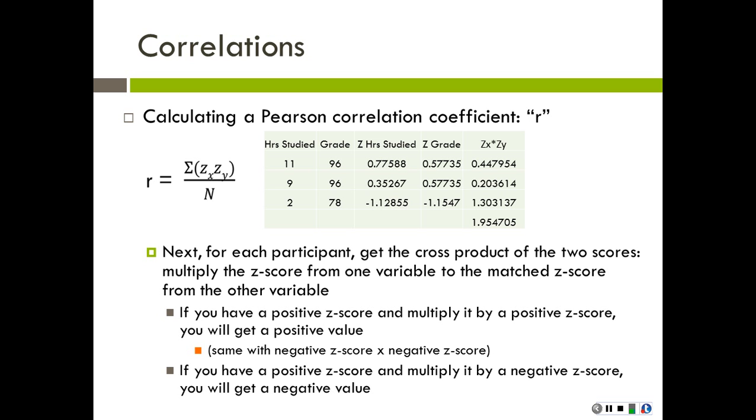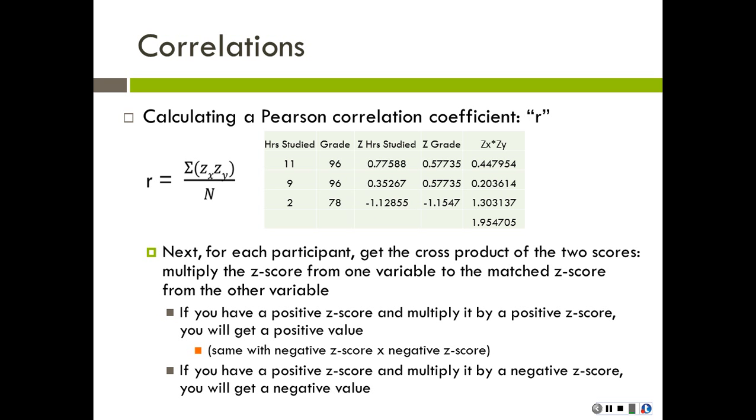Because it's not about positive and negative, it's about, are these things systematically going together? Does negative go with negative? Does positive go with positive? And in contrast, if you had a negative and a positive, that would give you a negative number. If you multiplied a positive by a negative, you would get a negative number, and that would shift. So that's how we get our correlation values.